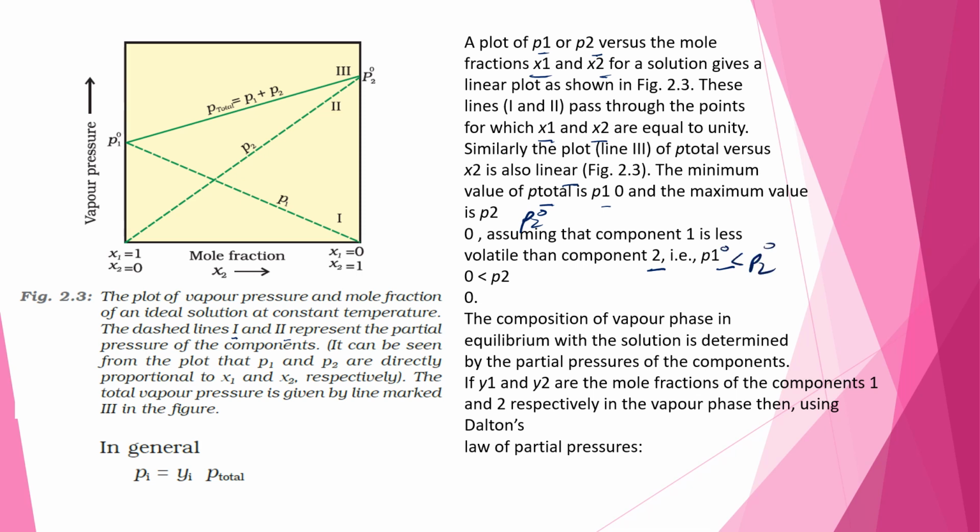The composition of vapor phase in equilibrium with the solution is determined by the partial pressure of the components. If Y1 and Y2 are the mole fractions of the components 1 and 2 respectively in the vapor phase, then using the Dalton law of partial pressures in the general form, we can write Pi is equal to Yi into P total. So if I have to write for component 1, I will write it as P1 is equal to Y1 into P total.